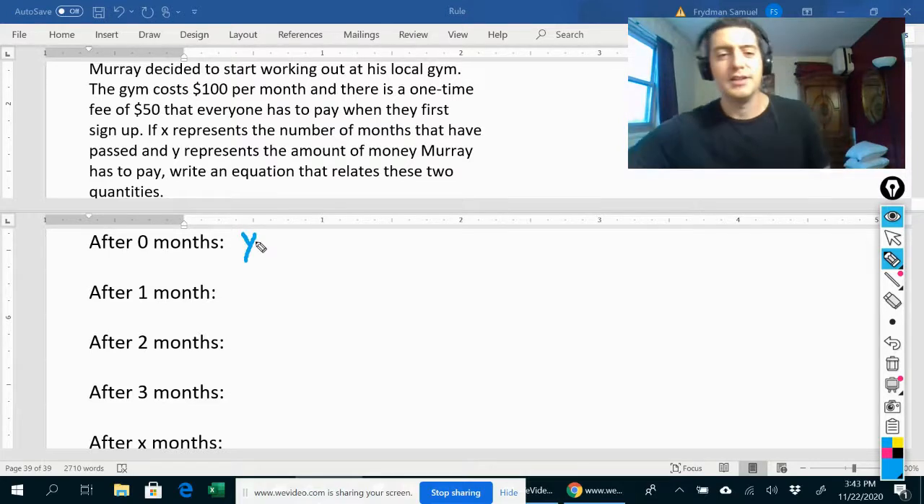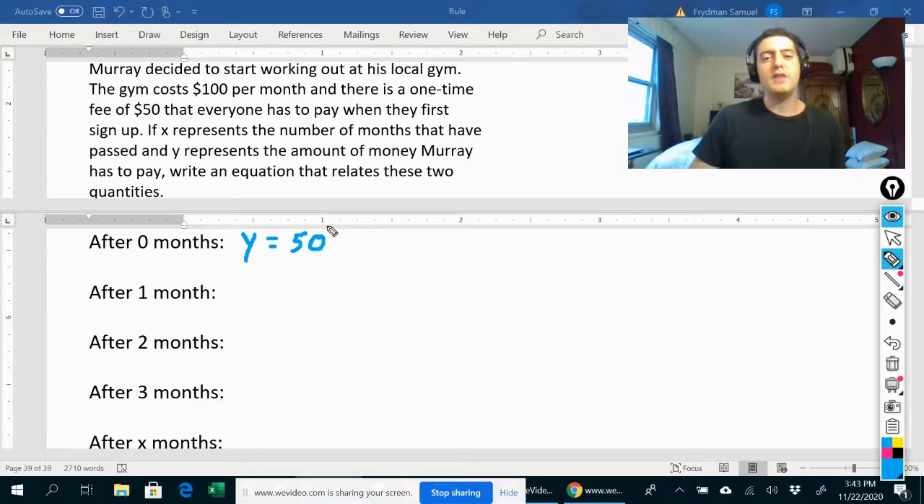But actually, he would have to pay that $50 sign-up fee, right? So even after 0 months go by, no time has passed, he needs to hand over $50 just to gain access to the gym, okay? So the amount of money that he paid, Y, is equal to 50 after 0 months have gone by.